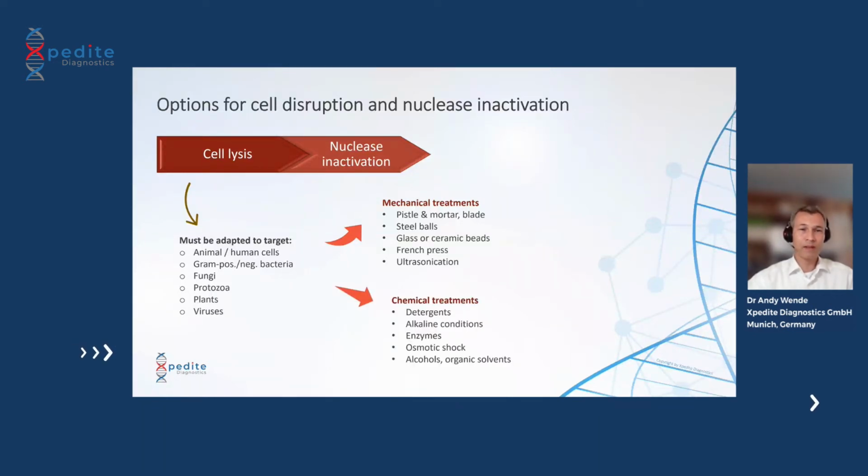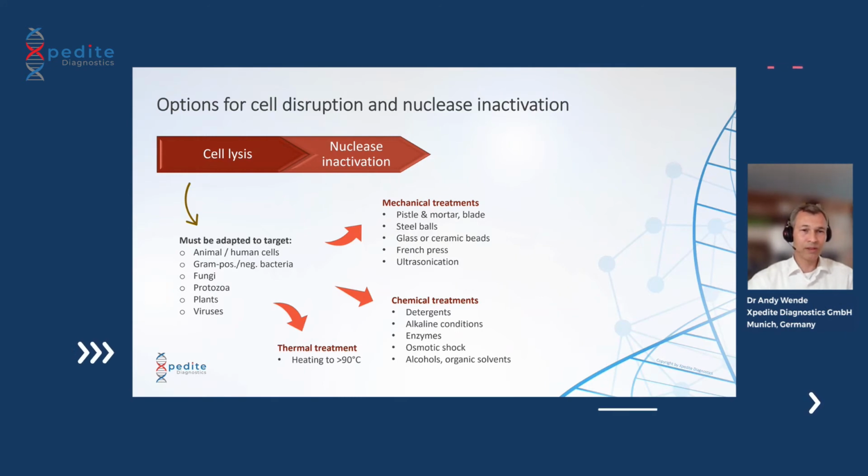And there are other ways, chemical treatments, which rely on the use of detergents, of alkaline conditions, the addition of enzymes that break up some cell wall components. You can also use a simple osmotic shock. You put your cells into water, basically. Of course, it doesn't work for all cell types, but for example, for red blood cells. But also you can just add alcohols or organic solvents. This would also provide some cell disruption.